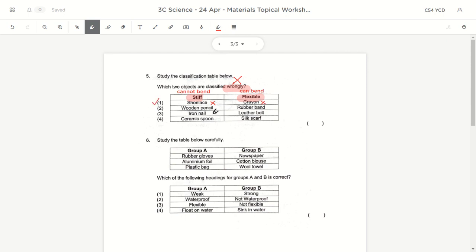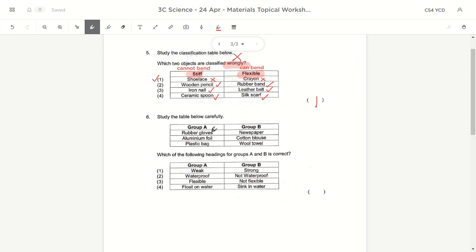Let's go through the rest. Wooden pencil, yes, it's stiff. Rubber band, yes, it's flexible. Iron nail, it is stiff. Leather belt is flexible, that's why it can go around your waist. Ceramic spoon is stiff, it doesn't bend. If not, it cracks. Silk scarf, a scarf being a cloth, being a fabric, is flexible. So the only one that is wrong is answer 1.